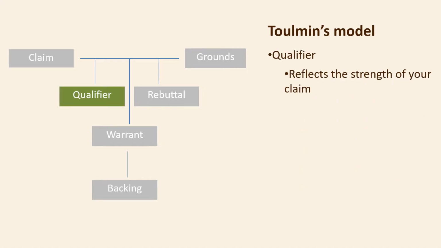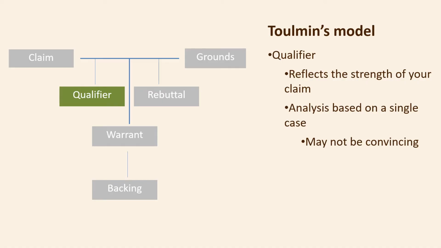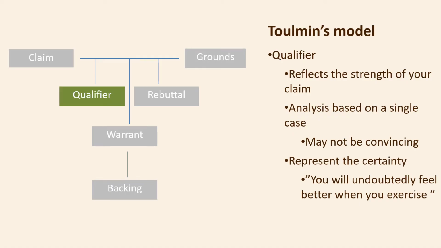The qualifier reflects the strength of your claim and influences the persuasiveness of your argument. If your analysis is based on a single case, claiming with 100% certainty that the following always applies may not be convincing. The qualifier should accurately represent your conclusion's certainty, scope, or frequency, and align with the analysis you conducted. It can be, "You will undoubtedly feel better when you exercise."